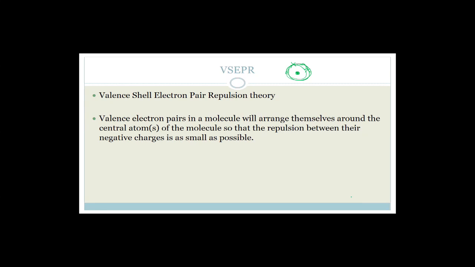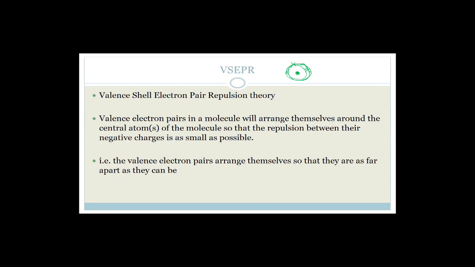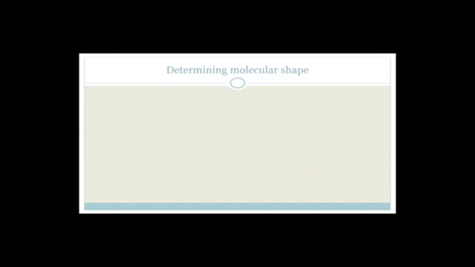Okay, so let's go through it again. What we're saying is that the valence electrons are going to space themselves around the atom so as not to repel each other. That's really what it's saying, or to make the repulsion as small as possible. Another way you can say it is, just as I said, the valence electron pairs arrange themselves so they are as far apart as they can be.